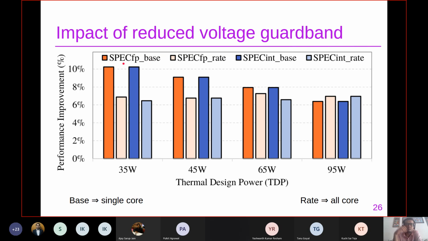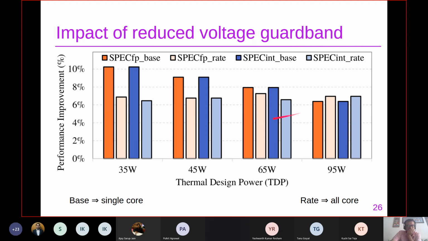Okay, now here this graph shows SPEC 2006 benchmark applications being simulated, wherein SPEC FP is floating point applications and SPEC int is integer applications. Spec underscore base essentially says that the application is run on a single core, and spec underscore rate essentially means that it is run on all cores.